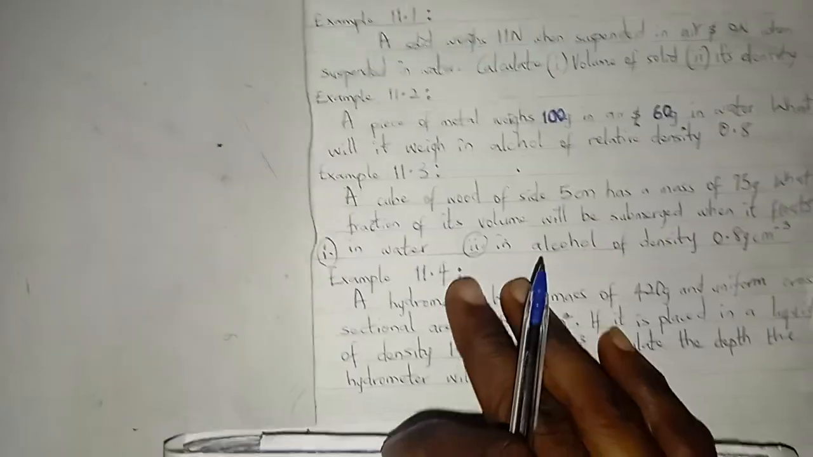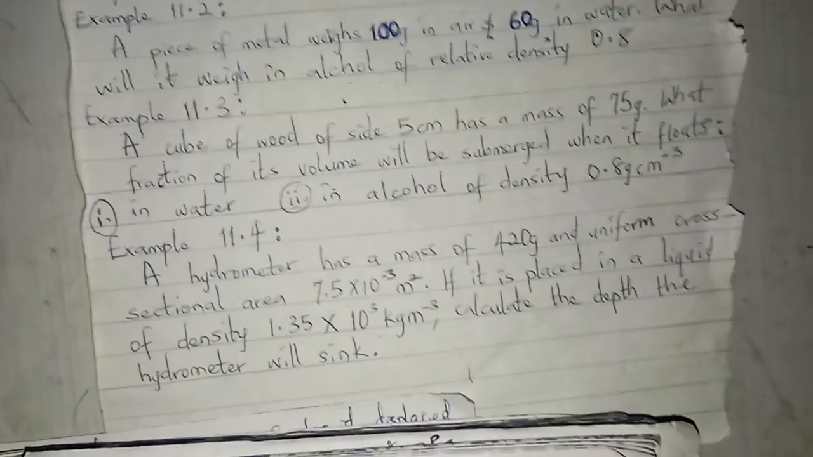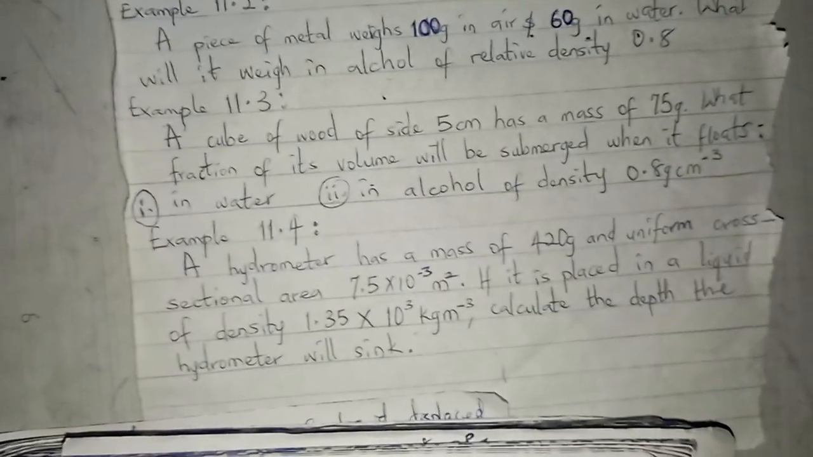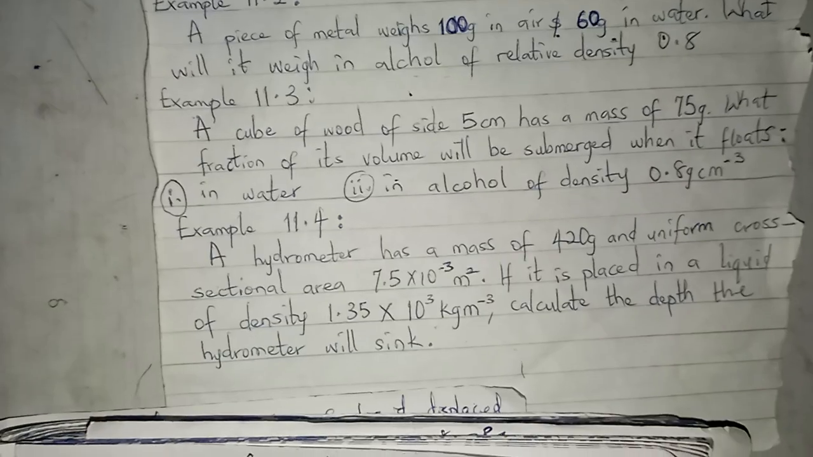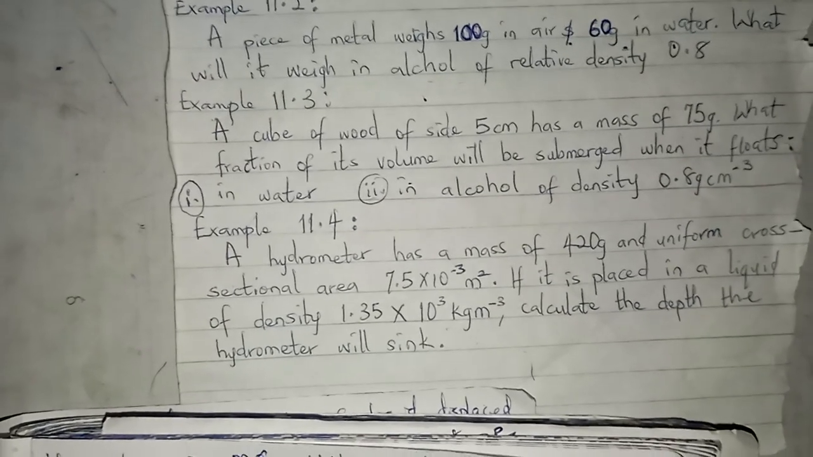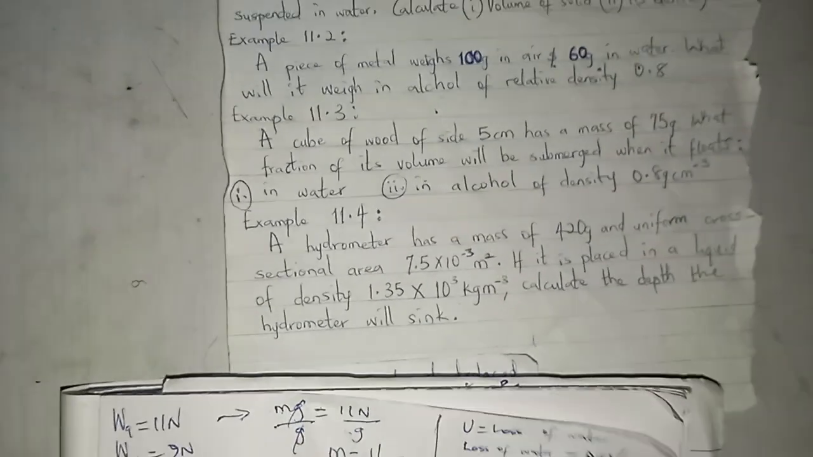Next one says a cube of wood of side 5 centimeter has a mass of 75 gram. What fraction of its volume will be submerged when it floats in water, that is, in alcohol of relative density 0.8 gram per centimeter cube?